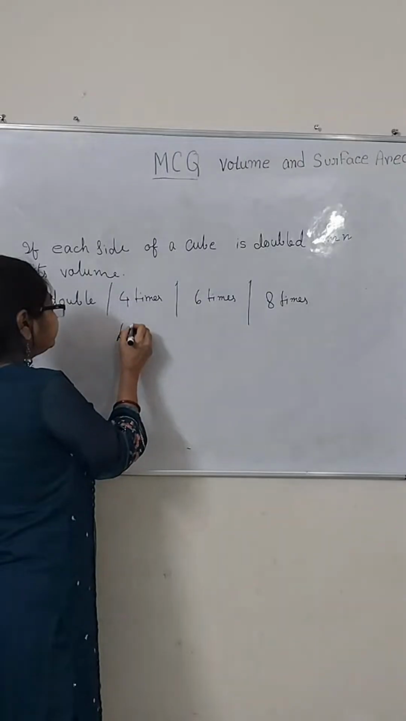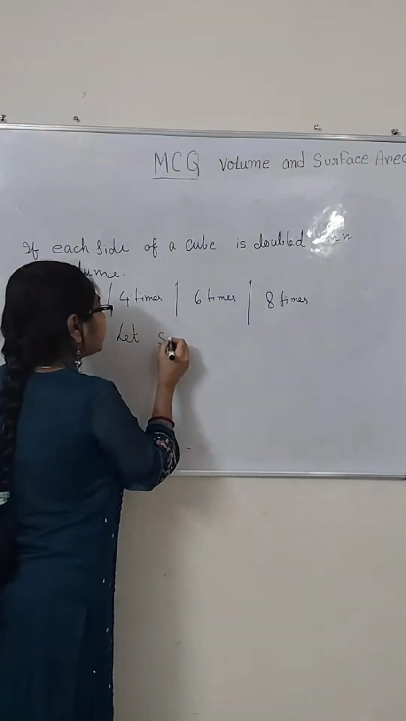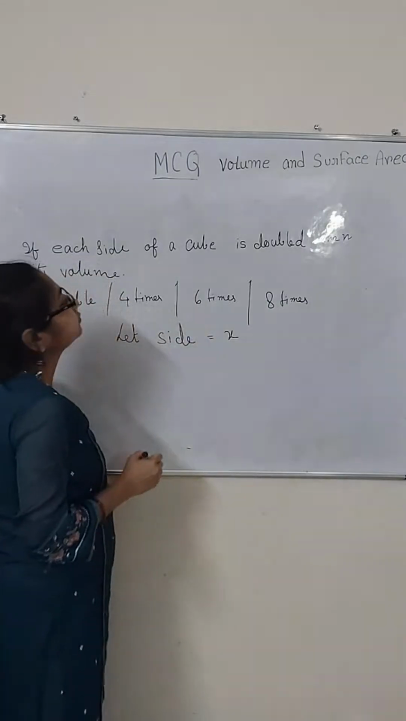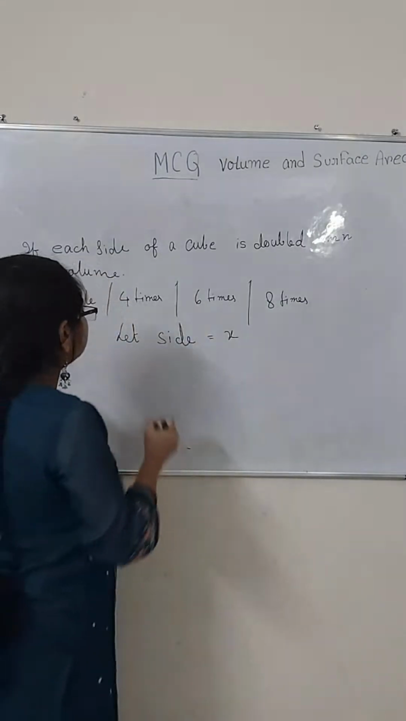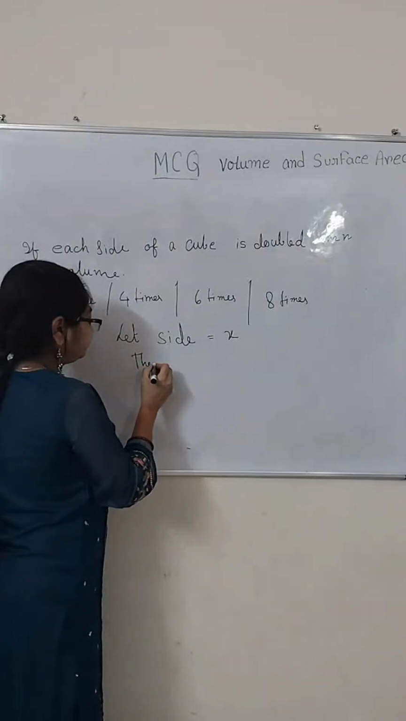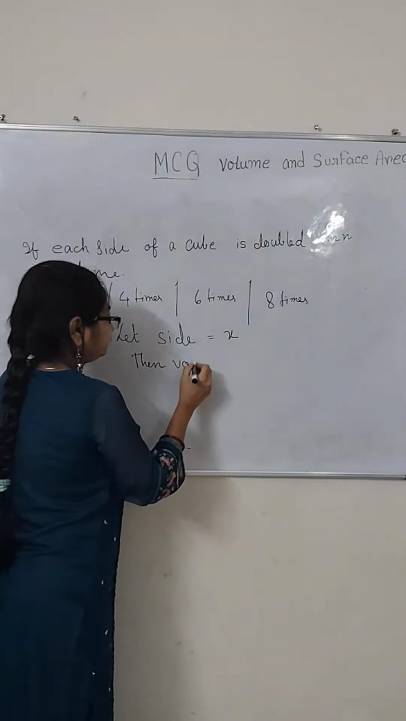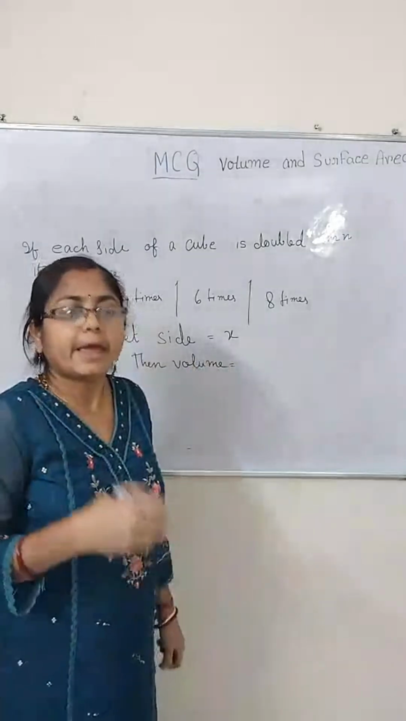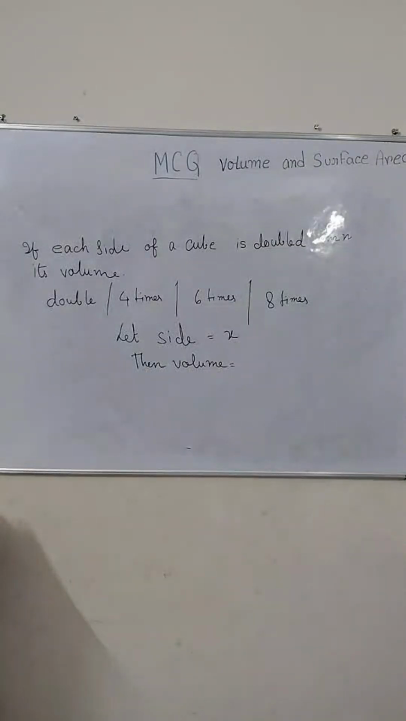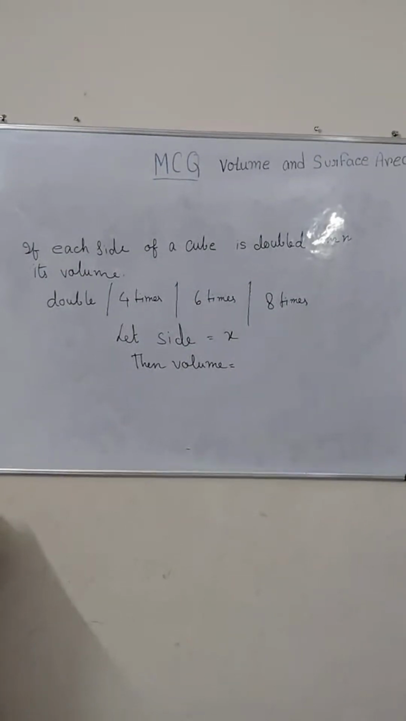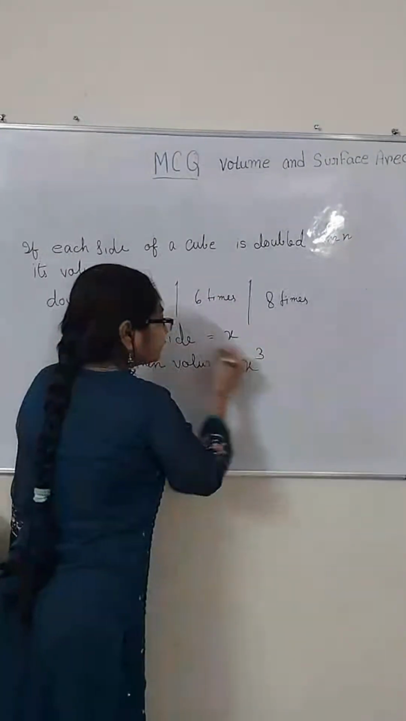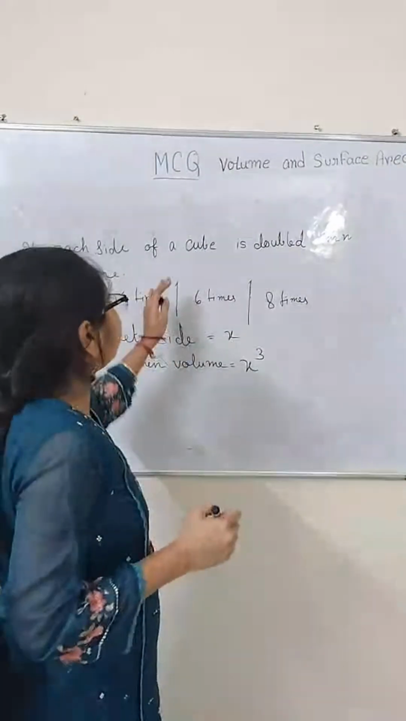Let side equal to x. Okay. Then volume. What's the formula of the volume? What's the formula of volume? X cube. Clear?